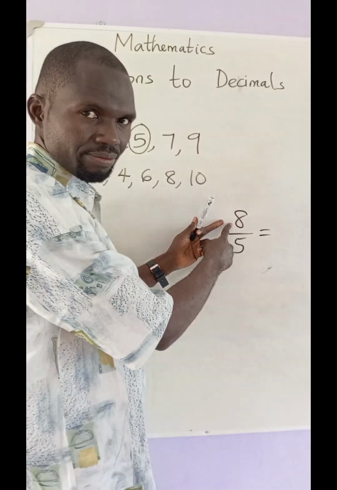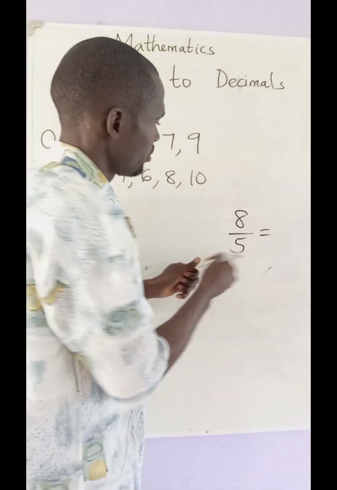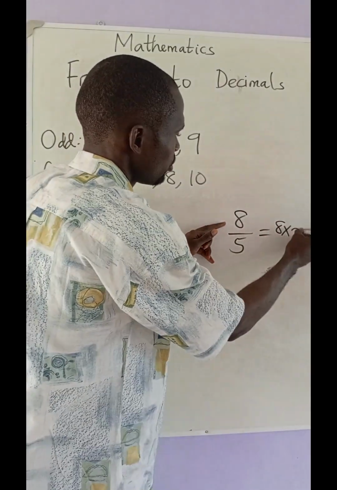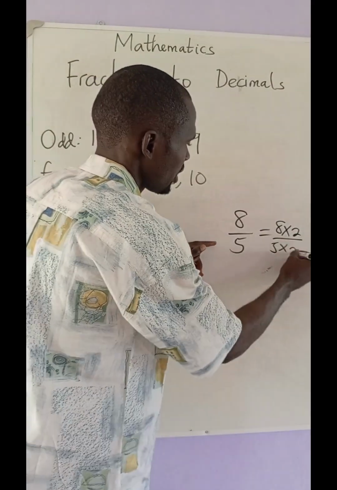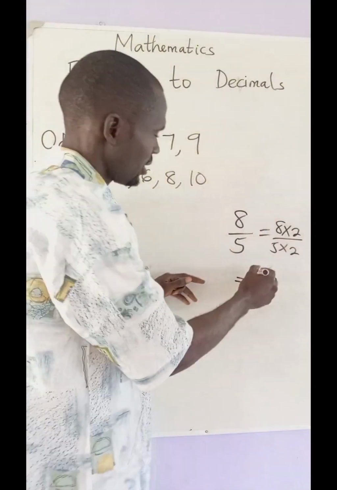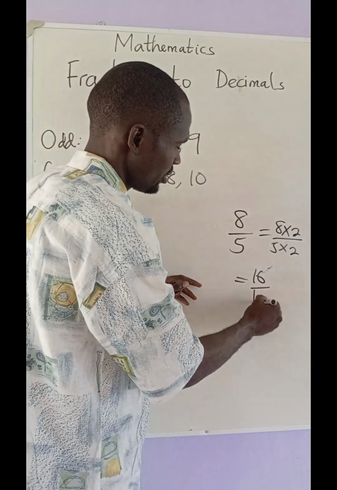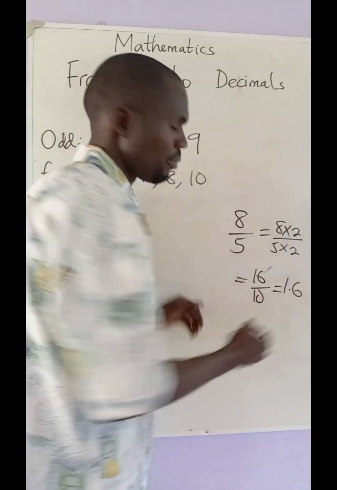you double this one. That is 8 times 2 over 5 times 2. You see that this one will be 16, while this one will be what? 10. The answer will be what? 1.6.